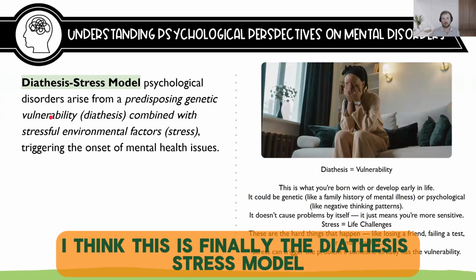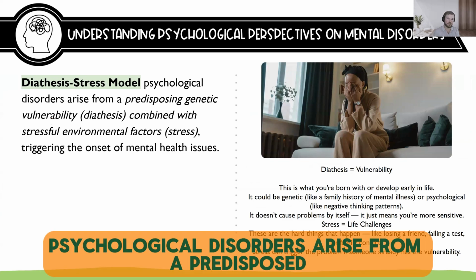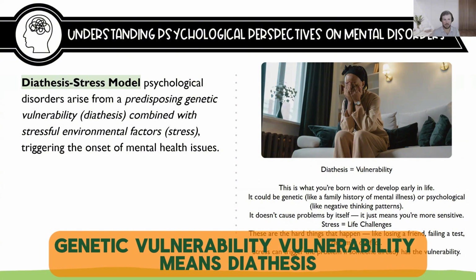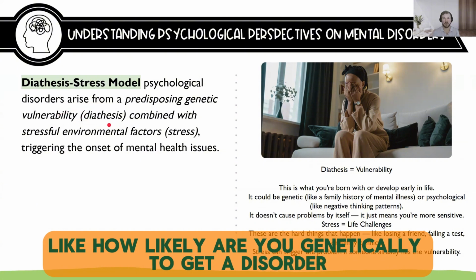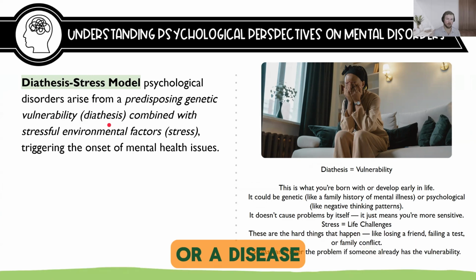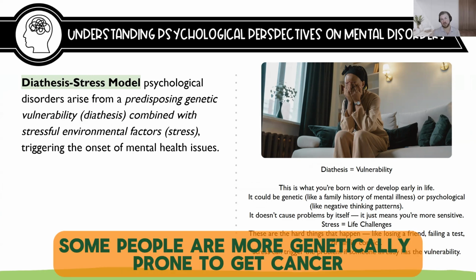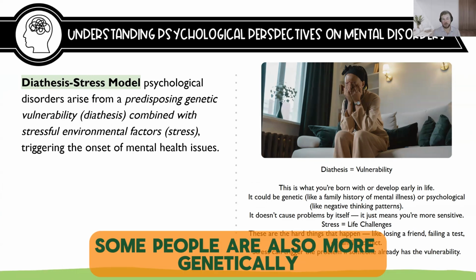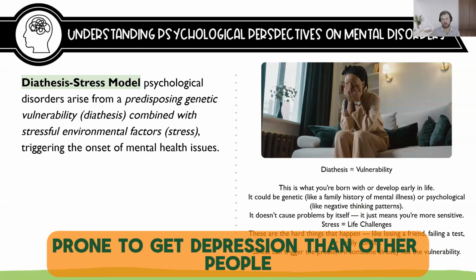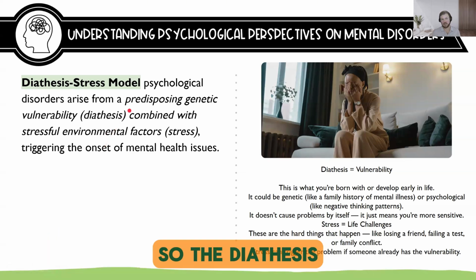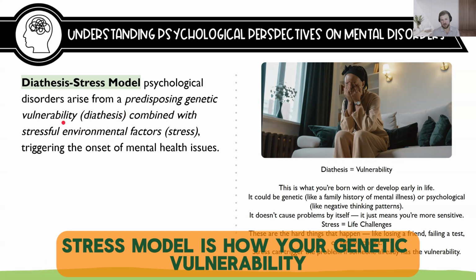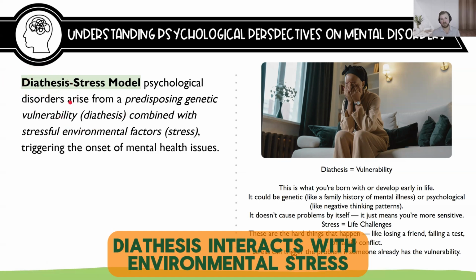Finally, I think this is finally the diathesis stress model. Psychological disorders arise from a predisposed genetic vulnerability. Vulnerability means diathesis, like how likely are you genetically to get a disorder or a disease? Some people are more genetically prone to get cancer than other people. Some people are also more genetically prone to get depression than other people. So the diathesis stress model is how your genetic vulnerability, diathesis, interacts with environmental stress.